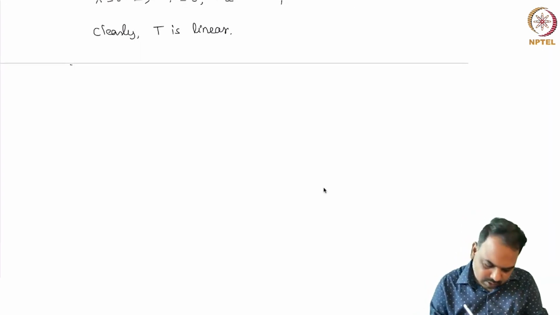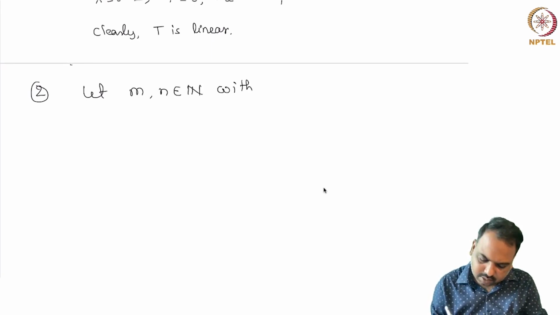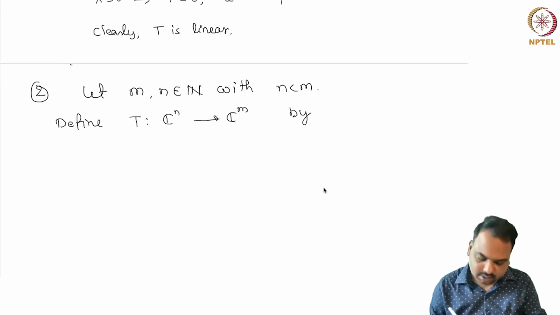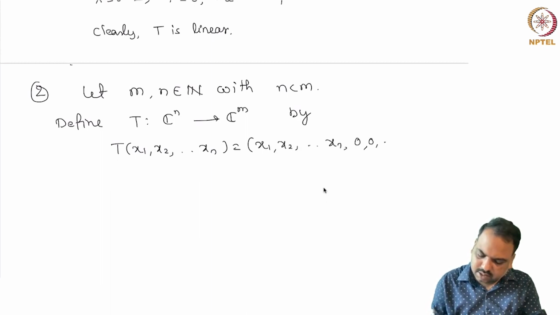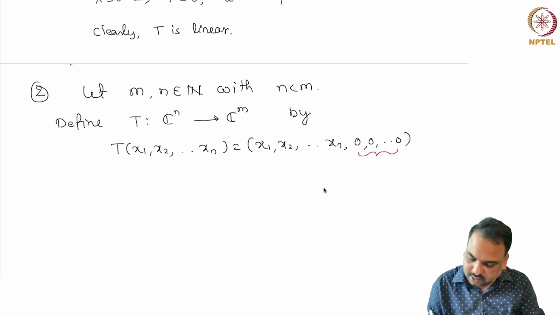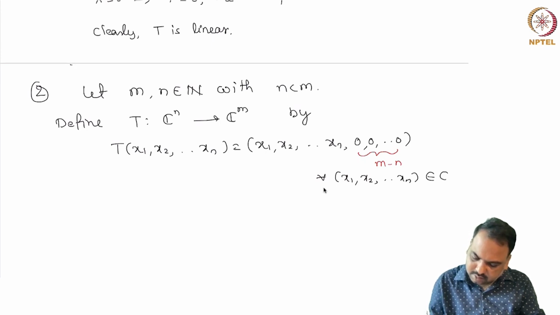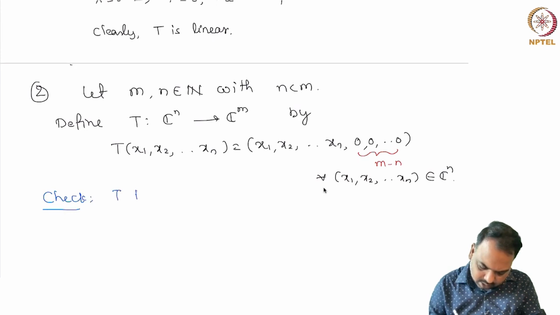Let us take two natural numbers m and n with n less than m. Define T from C^n to C^m by T of x1, x2, so on, xn equal to x1, x2, so on, xn, and 0 in the remaining components. The remaining components are m minus n, because m is bigger than n, for every x1, x2, so on, xn in C^n. We can easily show that this map is linear. Check that T is linear.